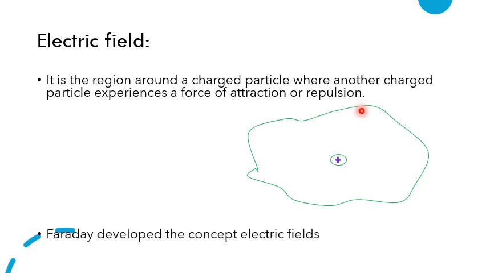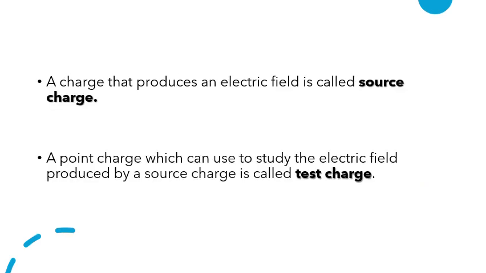Michael Faraday developed the concept of electric fields. Before starting further discussion on electric field, let me introduce source charge and test charge. For any field in physics, like gravitational field, magnetic field, or nuclear field, we need a source to produce the same. A mass is the source for gravitational field. A magnet is the source of a magnetic field. Similarly, to produce an electric field, we need a charge. So a charge that produces an electric field is called source charge.